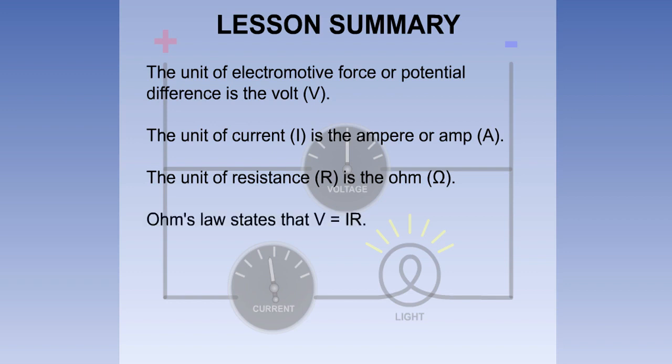Ohm's law states that in an electrical circuit, the applied voltage, V, equals the current, I, multiplied by the resistance, R. Electrical power in watts equals voltage multiplied by current, or by transposition, the current squared multiplied by the resistance, or the voltage squared divided by the resistance.